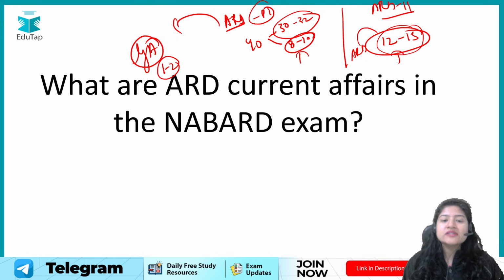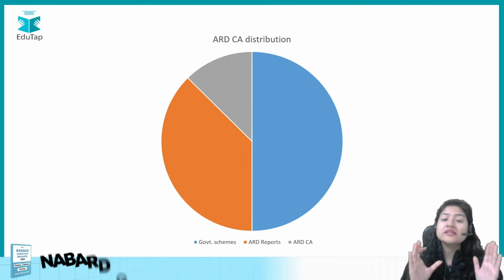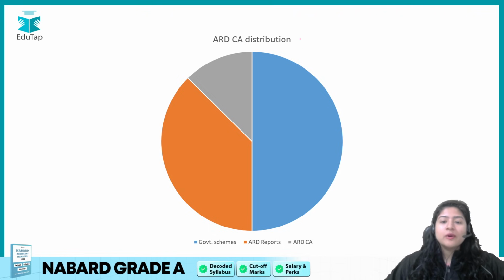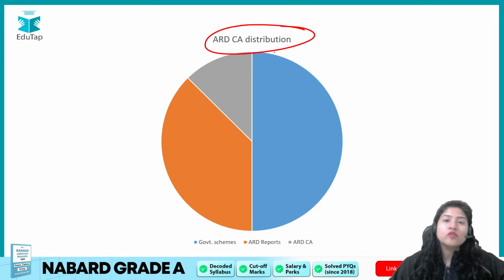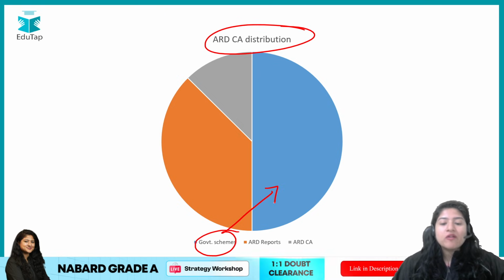Let's first see what sort of questions ARD current affairs includes. Does it include all generic agriculture-related news that runs across? No, that is not the case. If I tell you the weightage of the different components of ARD CA, the maximum chunk is taken up by government schemes.